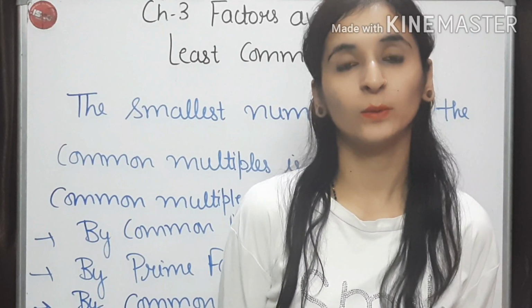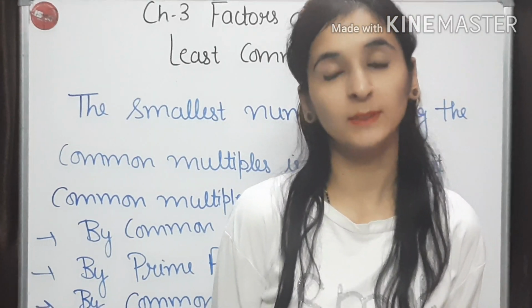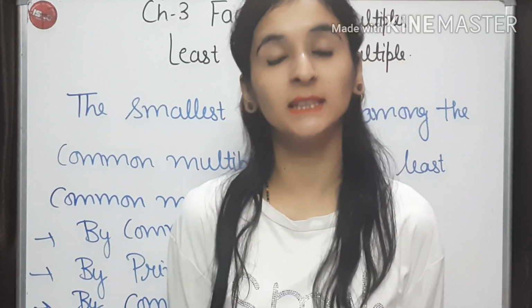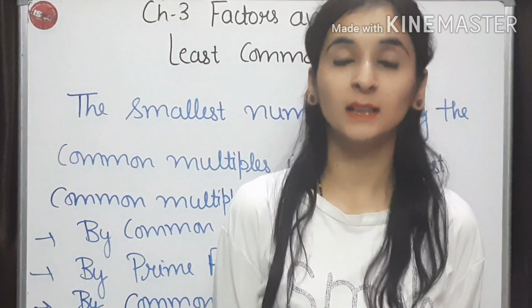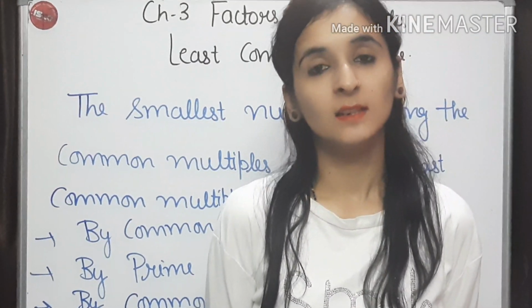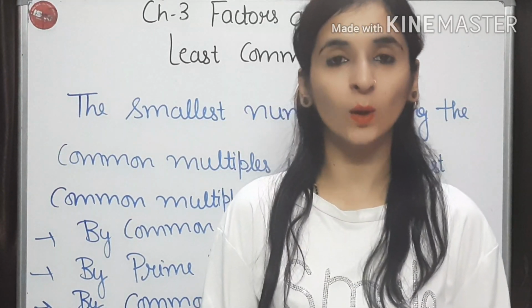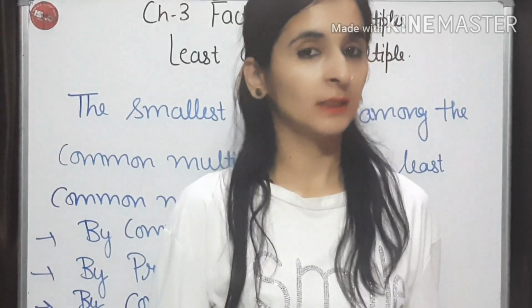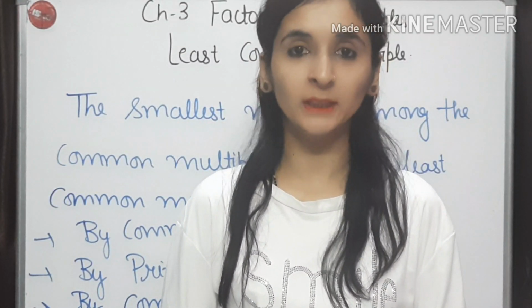So children, when do we get a multiple? When we multiply any given number by natural numbers, we get the multiples of that particular number. Okay. So now we have to find out the least common multiple. So let us have a look at what is LCM or least common multiple.